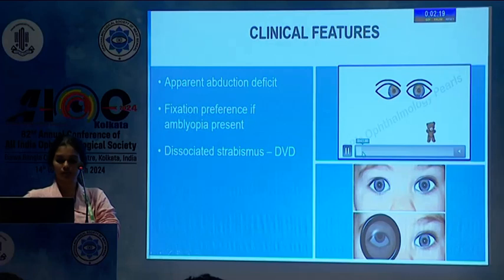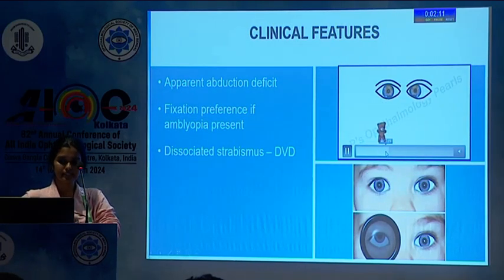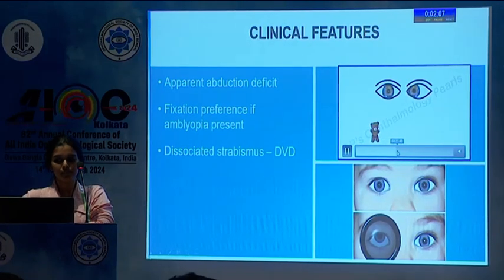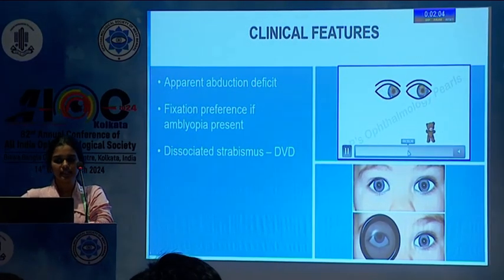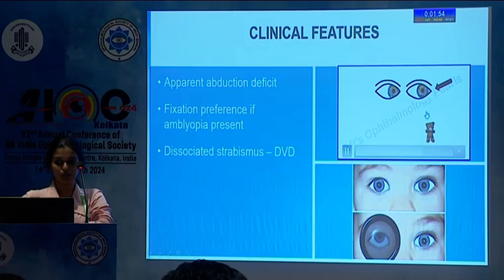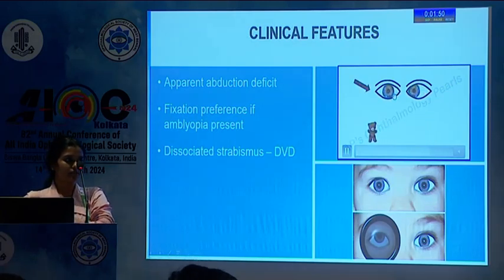This is a video showing a cross fixation where the right eye is fixing to the object on the opposite side. Once it comes to the center, the other eye fixes the object when it moves to the other side. The next video shows the fixation preference if amblyopia is present. So both the eyes are fixing to the object. The left eye is the sound eye. Once the object moves to the other eye, there is no abduction of the right eye.